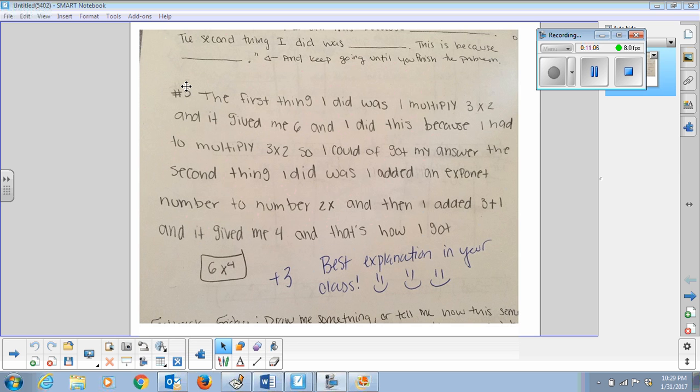So for me, this is perfect because she explained every step. She said that first we needed to multiply 3 times 2, so that way our coefficients multiplied to give me the 6. We know the base is x. She talked about adding the 1 for the exponent when you don't see it, and then adding 3 plus 1 to get 4. So every sentence here may not be perfect, but this is where you should be at this point in terms of explaining how you got through all of your steps.